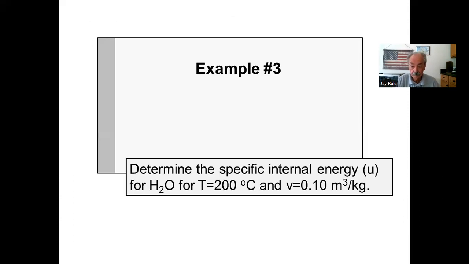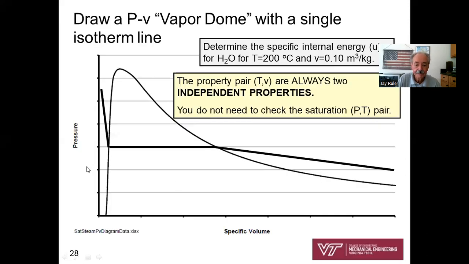A third example, slightly different, but similar. Determine the specific internal energy U for H2O at 200 degrees C, given temperature and specific volume of 0.1 cubic meters per kilogram. See how this is different? Not pressure and temperature, but temperature and another property. This property pair is independent. T and V are independent properties of each other, no matter what. So that's great. We're going to start at our usual starting point.